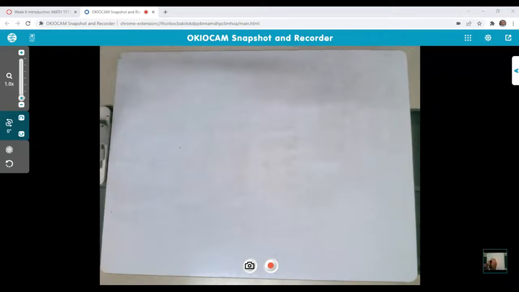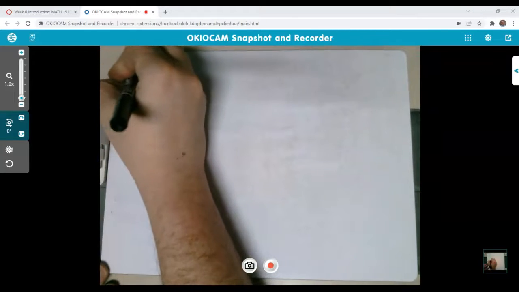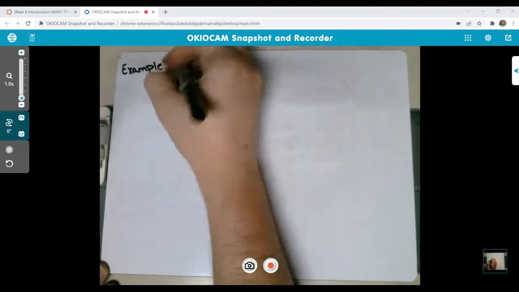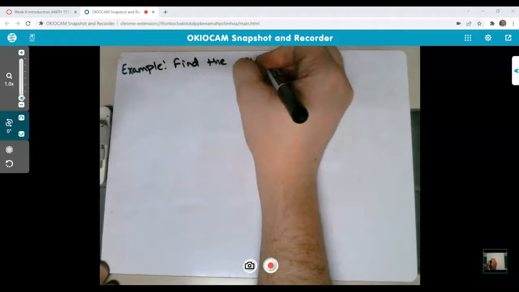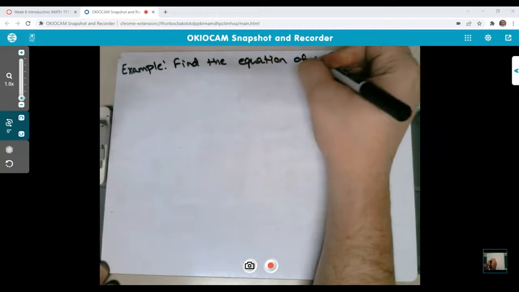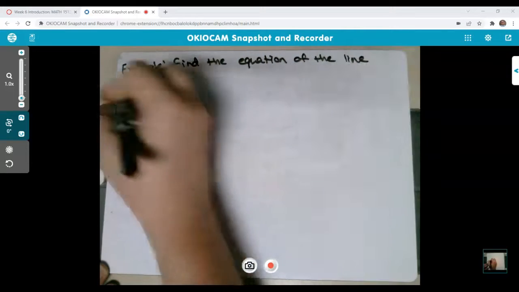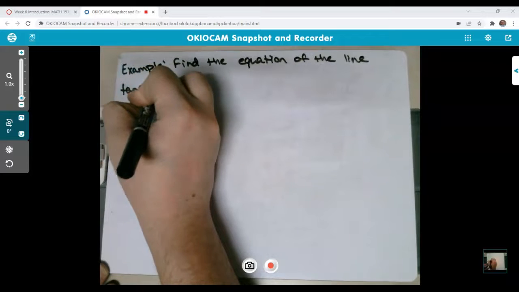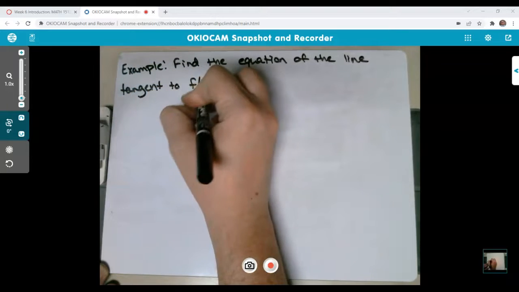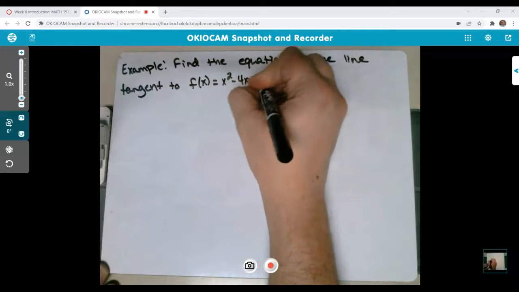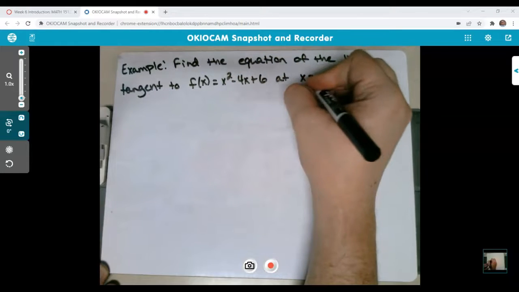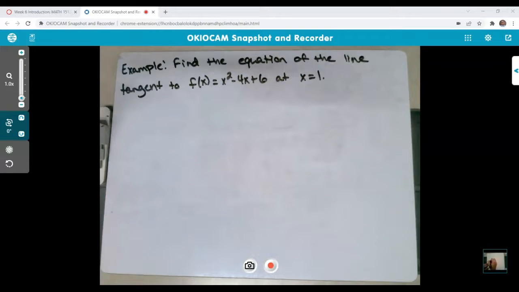So example. Find the equation of the line tangent to the function f of x equals x squared minus 4x plus 6 at x equal to 1. So we did these. We've actually done these. We did it in section 3.1 and 3.2.